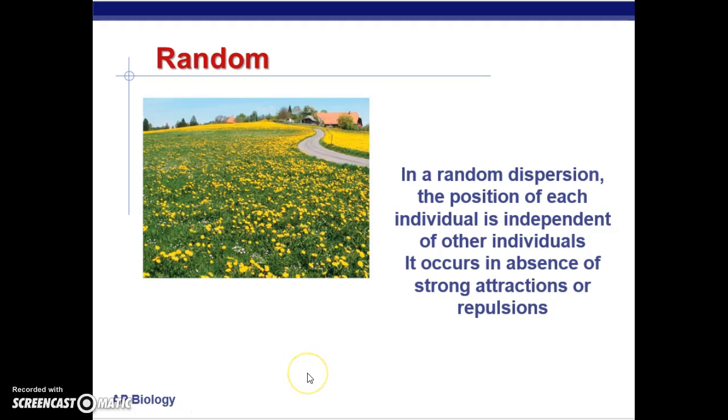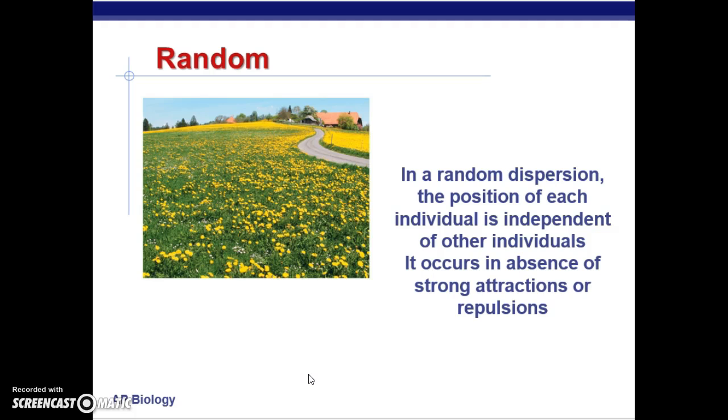The last type of dispersion pattern is random. And in random dispersion, the position of each individual is really independent of the other individuals. It really is not influenced one way or another by whether other individuals in the population are nearby. And so you end up with this random dispersion. So there's not really any strong attraction or repulsion, not a lot of benefit one way or the other.